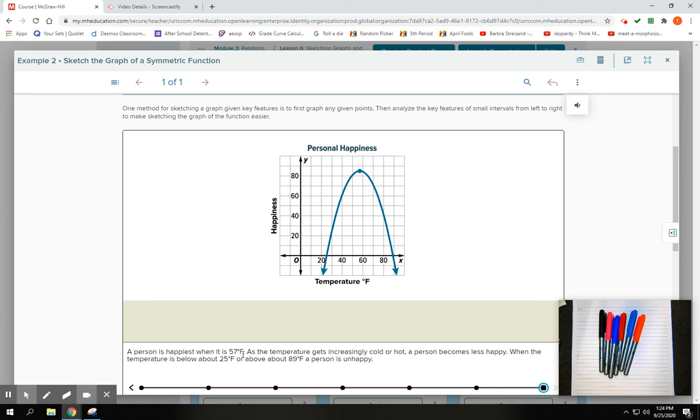Now, me personally, I like it a little bit warmer than 57. So we would have to take this little curve guy here and move it up about here to 70. That's when I'm about the happiest. Where is your happy point?